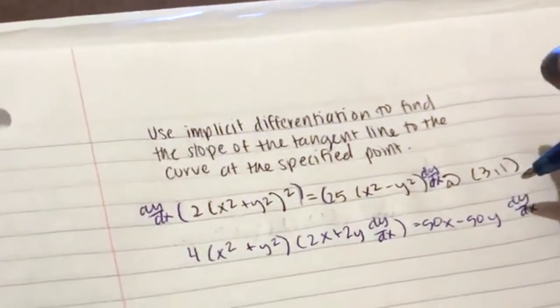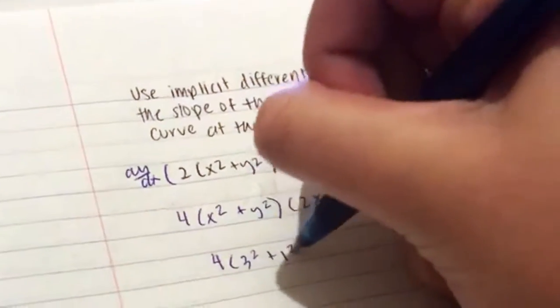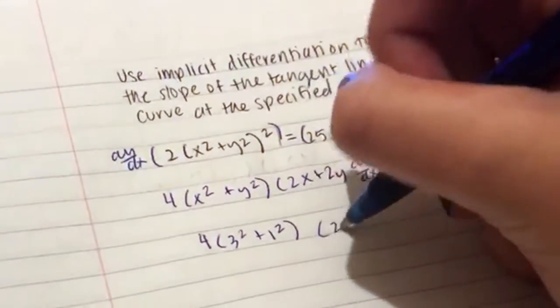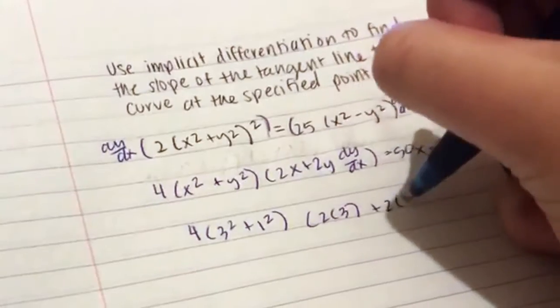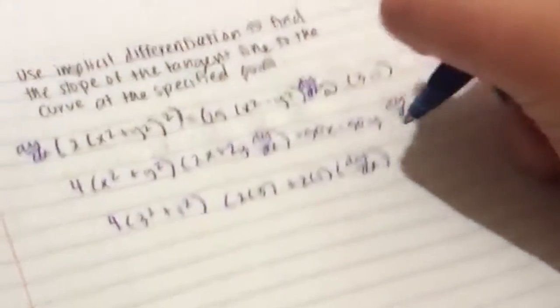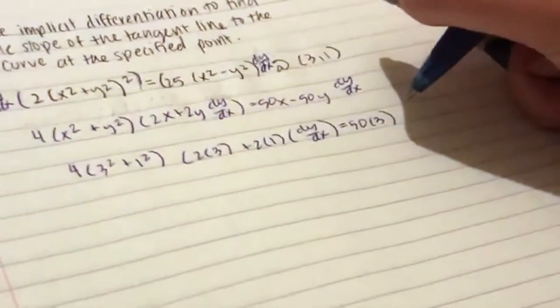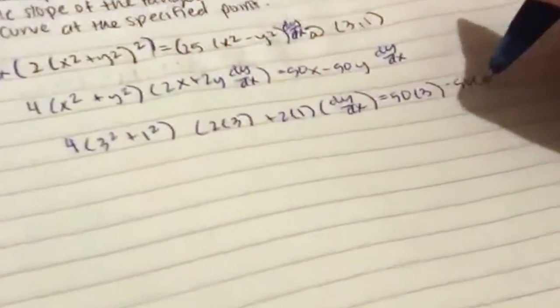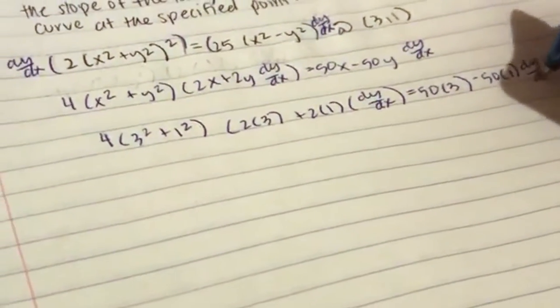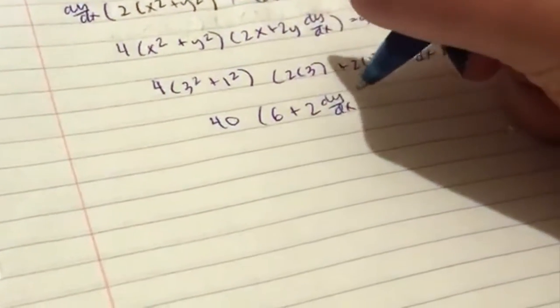Rather than try and solve for dy over dx now, we can just go ahead and plug in x is equal to 3, y is equal to 1, and solve for dy over dx with numbers, which is much easier. We get 4 times 3 squared plus 1 squared times 2 times 3 plus 2 times 1 dy over dx is equal to 50 times 3 minus 50 times 1 dy over dx. This simplifies to 40 times 6 plus 2 dy over dx is equal to 150 minus 50 dy over dx.